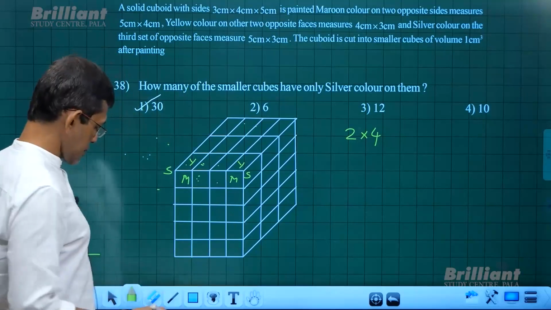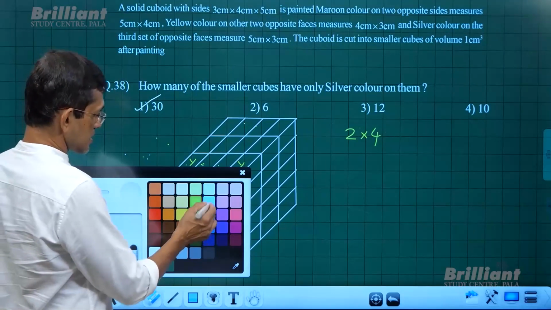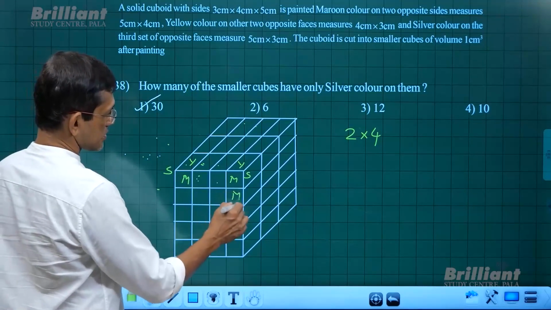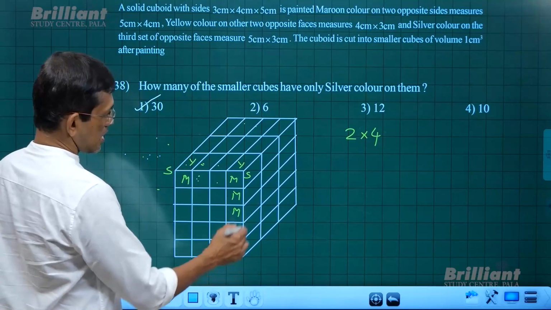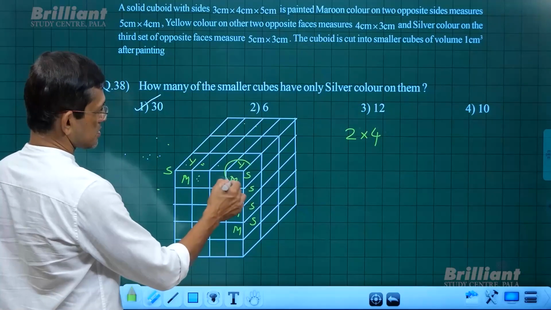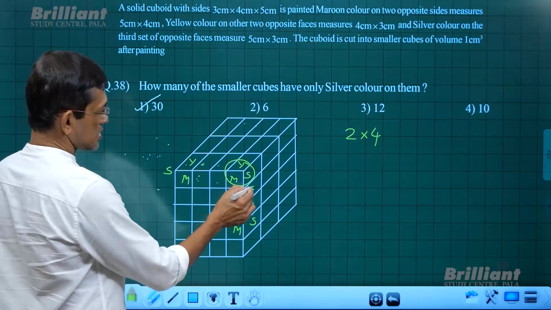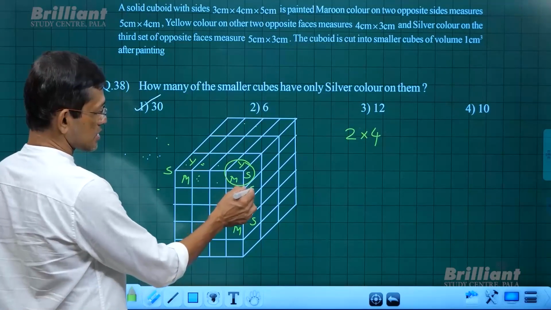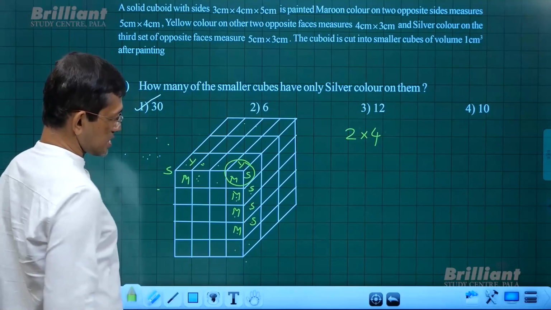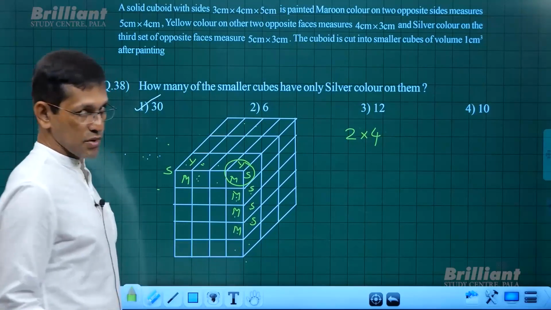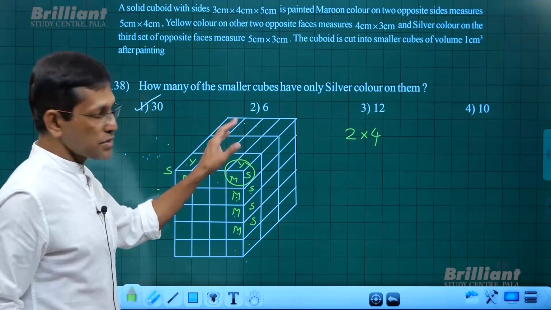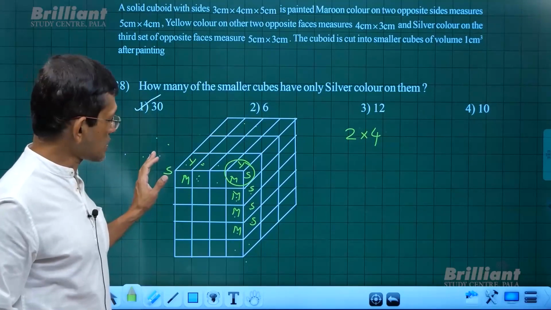Now we look at these edges over here. These edges have maroon, maroon, maroon on this side, and silver, silver, silver on the other. But when you look at this cube, it has 3 sides painted. This one single cube has maroon and silver on these sides, and it is again a corner cube with 3 sides painted. So again, we have 3 such cubes on that edge. How many such edges do we have? 1, 2, then 2 others on the opposite sides as well. So we have 4 such edges.